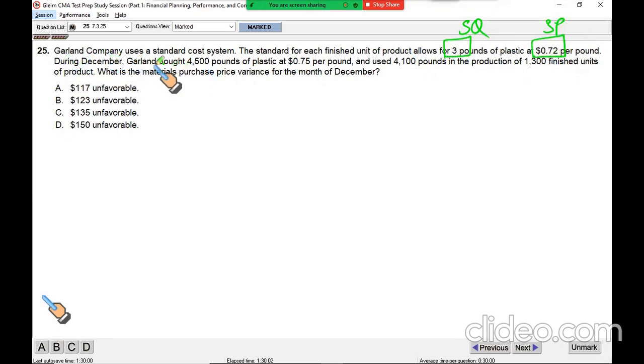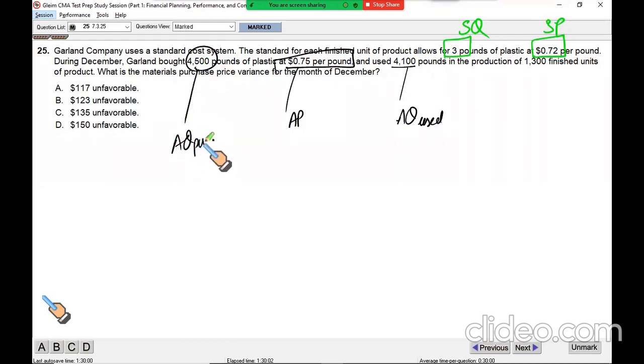During December, Garland bought 4,500 pounds at 0.75. This 0.75 per pound is the actual price, AP, we paid. And we used 4,100 pounds. Remember, this is the actual quantity used. This is the actual quantity purchased. Okay, and it says we used 4,100 pounds, but we purchased 4,500 pounds in producing 1,300 finished units. What is the material purchase price variance? We have to calculate the material purchase price variance.